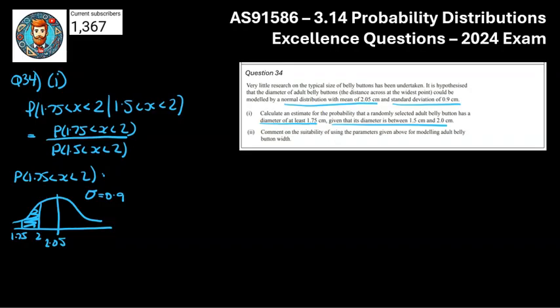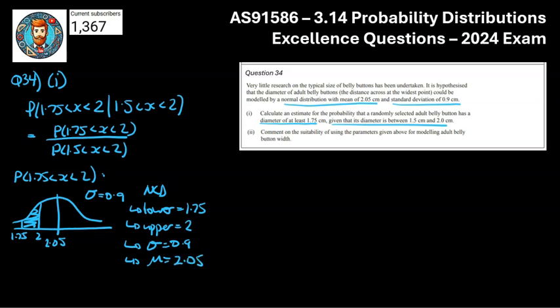And normally for these questions, you want to state your calculator input. So for a calculator, we're using the NCD mode, don't forget. You would be using a lower, which in this case was 1.75. You'd then be needing an upper, which is 2. You'll then need to state your standard deviation, which is 0.9. And then finally, you need to state your mean, which was 2.05. And when you plug that into NCD mode, you'll get the probability.